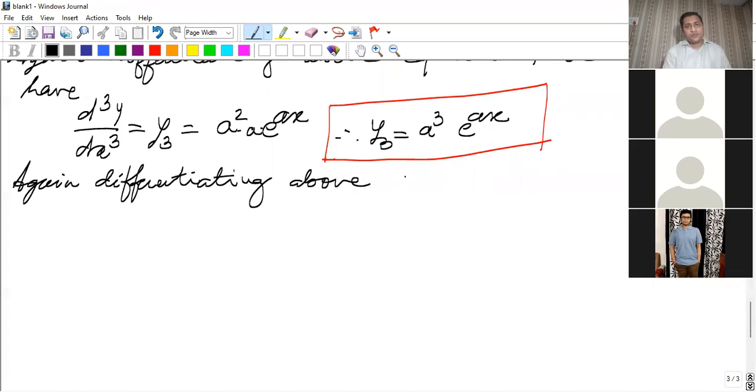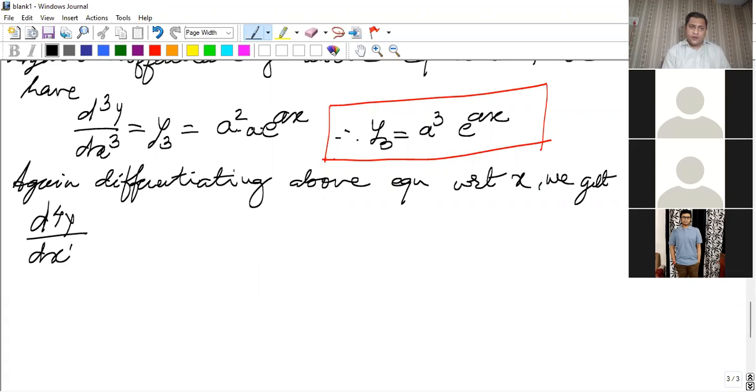Differentiating the above equation with respect to x, we get the fourth order derivative, d4y by dx raised to 4, and this is y4.